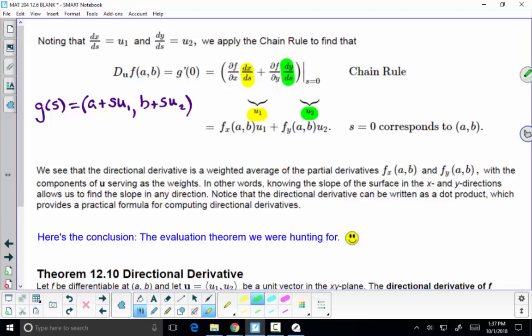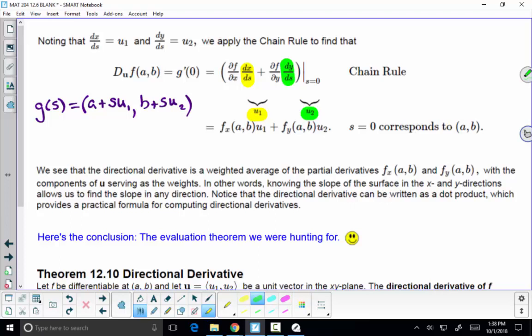And this is what it looks like. So partial of the function with respect to x, multiply by dx ds. Function with respect to y, multiply by dy ds. dx ds is u1, dy ds is u2, and f sub x we can write in partial notation, subscript notation, f sub x. So we end up with that.